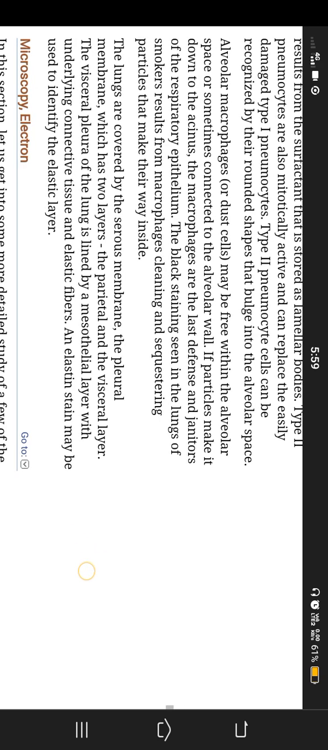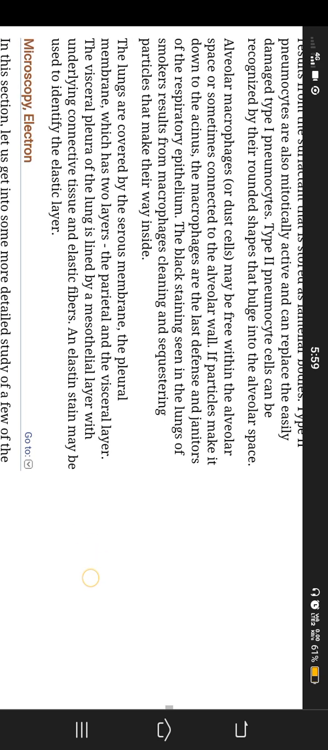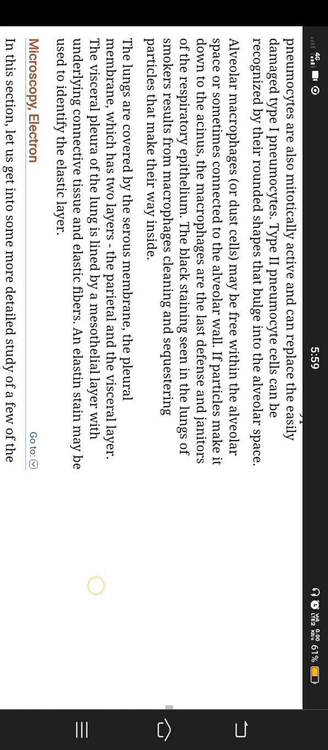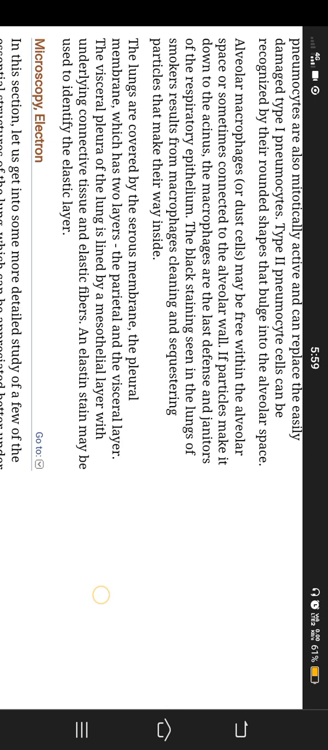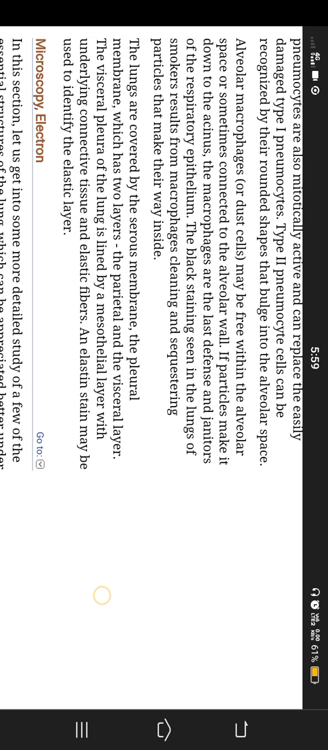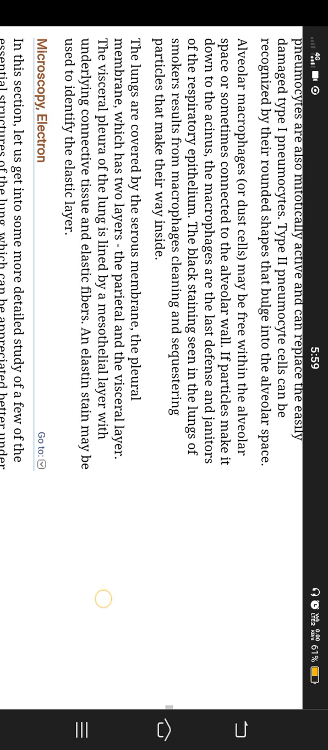Alveolar macrophages or dust cells may be free within the alveolar space or sometimes connected to the alveolar wall. If particles make it down to a sinus, the macrophages are the last defense and regenerators of the respiratory epithelium. The black staining seen in the lungs of smokers results from macrophages cleaning and sequestering particles that make their way inside.